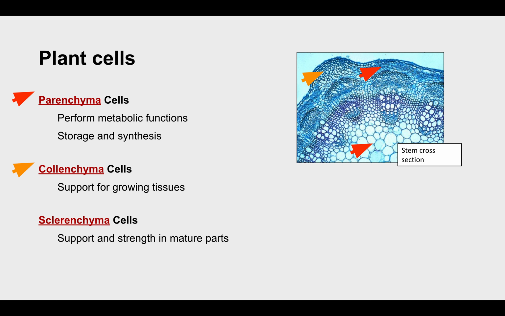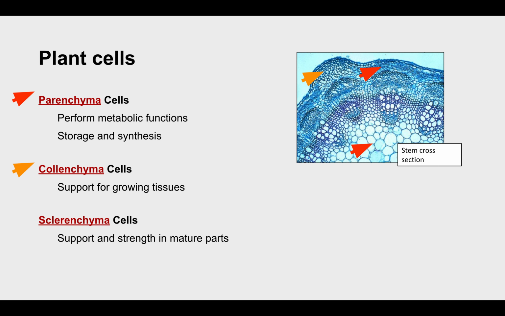It's providing support. Particularly in leaves, they have to be flexible. They have to be able to move, because we're going to have wind blowing through the leaves. Those petioles are going to be moving those leaves around. So it has to have that support, but also the flexibility in those cells. So support for growing tissues.